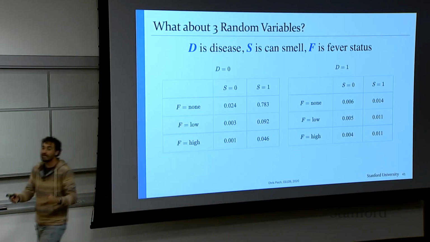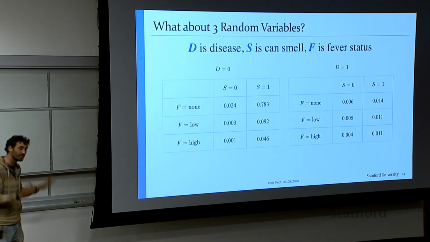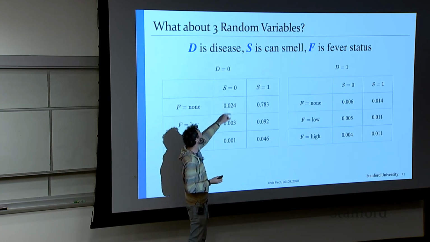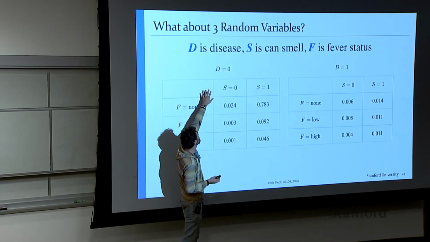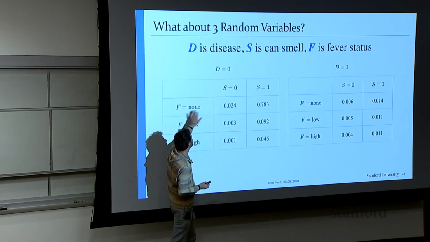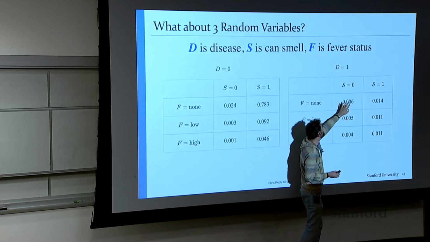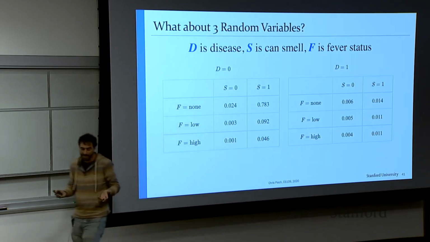The complete information, if somebody was going to give you all the information you need to answer any probability question, is the joint. And in this case, that means they have to give you one number for every assignment to each of the random variables. So d equals 0 and s equals 0 and f equals none, there's one number. D equals 1 and s equals 0 and f equals none, there's one number. So you need one number for every possible combination.